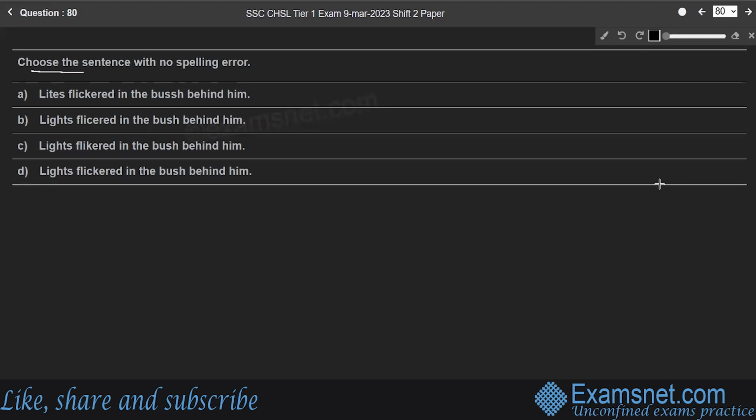Question 80. Choose the sentence with no spelling error. Option A, lights flickered. Here lights spelling is wrong. In the bush behind him. Bush spelling is wrong. Lights flickered. Here flickered spelling is wrong. In the bush behind him. So here option D is the correct answer with no spelling error. Lights flickered in the bush behind him, right?